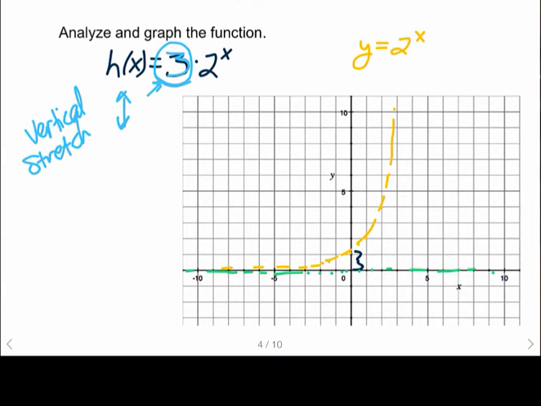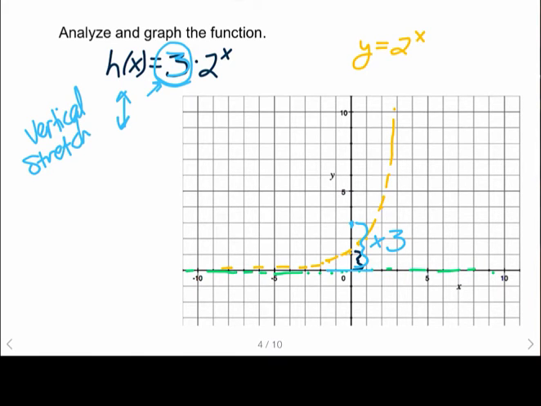And so I'm going to put a dot at (0, 3). And that right there is how we're going to consider the scaling factor. So the vertical stretch by a factor of 3 increases the distance between the horizontal asymptote and the y-intercept by a factor of 3.